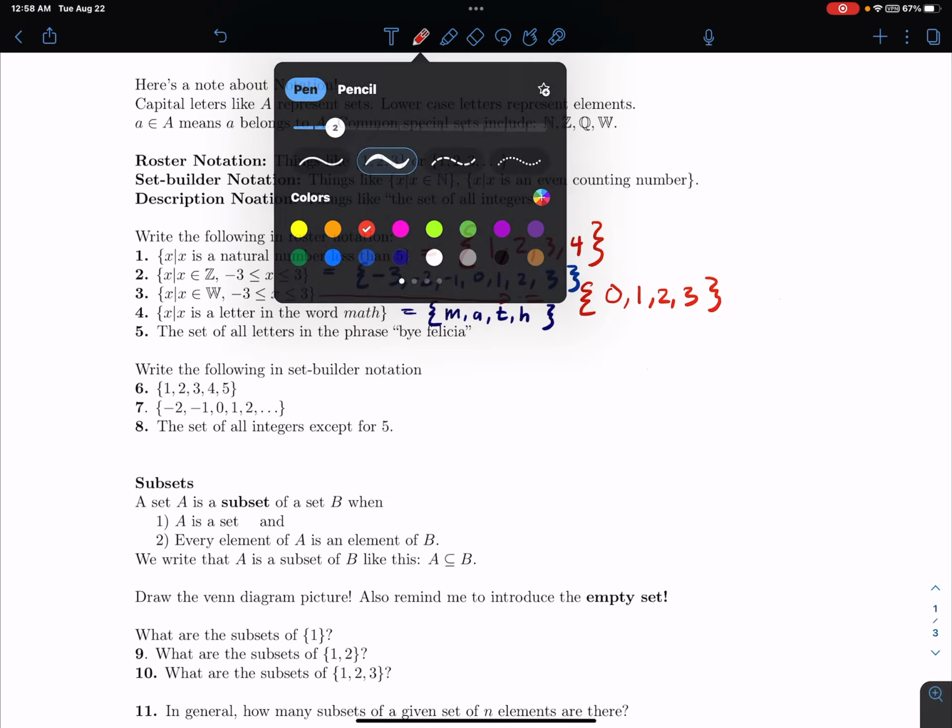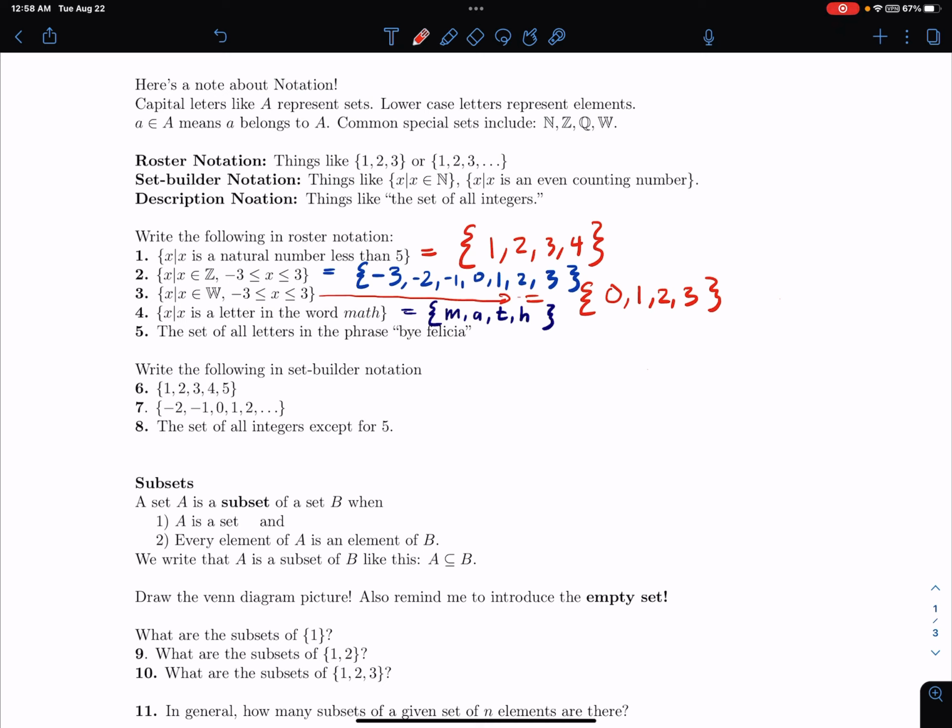Okay, next. The set of all letters in the phrase "by Felicia." What are the letters in this set? Well, you've got a B, a Y, an E, an F. And then next you have another E, but I already have E. When we're talking about sets, either something is in the set or it's not. There's no point in putting it in the set twice. It's either there once or it's not in there. So I don't have to write E again. I only include it one time. So B, Y, E, F.